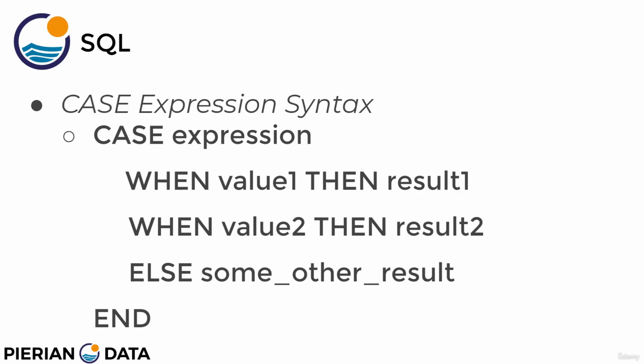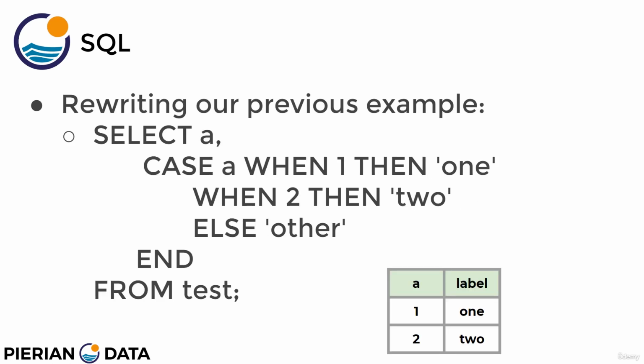else return some other result, and then end that case expression. So let's go ahead and rewrite our previous example. Notice here, I no longer have to actually have that condition after the when. With the case expression syntax, I'm now saying case A, so that's my expression, just the column itself. When it's equal to 1, then 1. When it's equal to 2, then 2, else other. So this is basically saving you the step of having to check those conditions yourself manually.